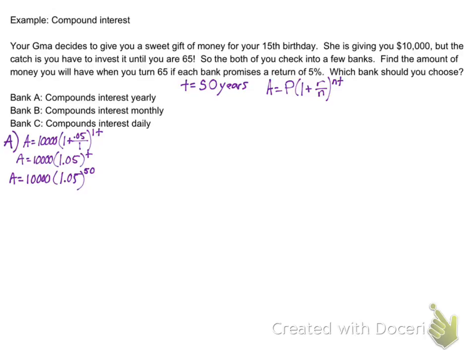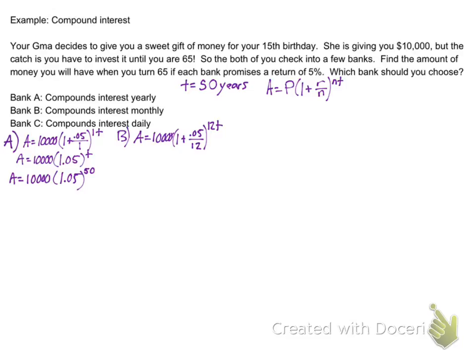As you're working on that, Bank B says, I'm going to take your money. Sorry, here we go. A, 10,000 bucks, right? I am also going to give you the 0.05 or 5%, but I am going to compound that interest 12 times. So that's 0.05 divided by 12 and then 12t.